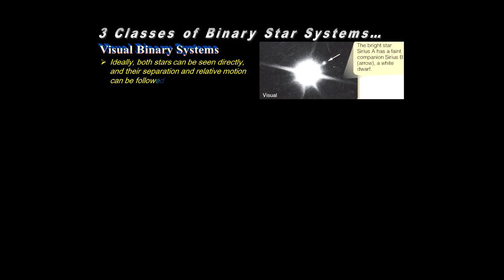What kind of binary systems can we have? Well, there are 3 different classes of binary systems. Perhaps the most intuitive one would be visual binaries, where you can actually see them. You can point a telescope and separate the two stars optically and actually be able to see both of them individually. So here's a case in point. We have Sirius A and B.